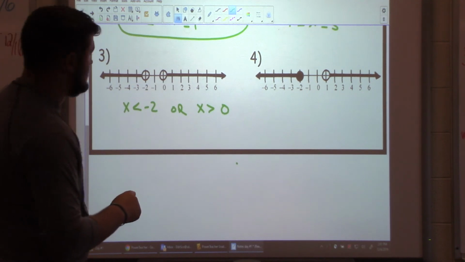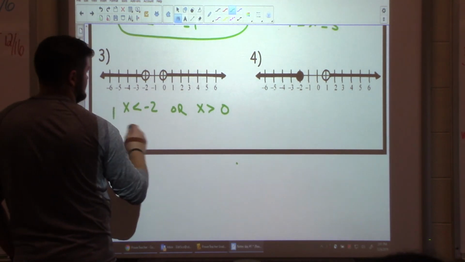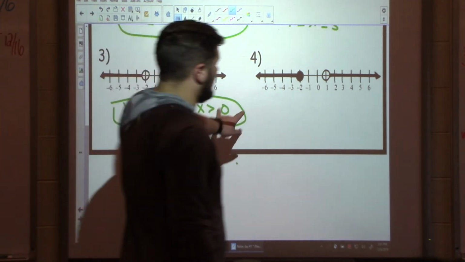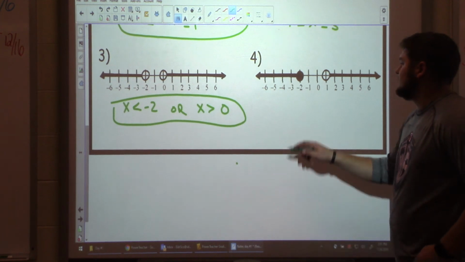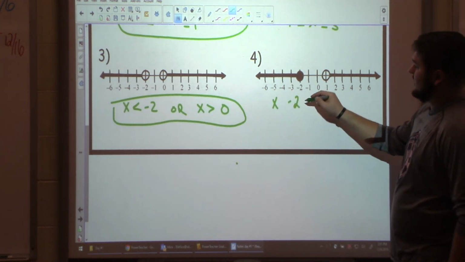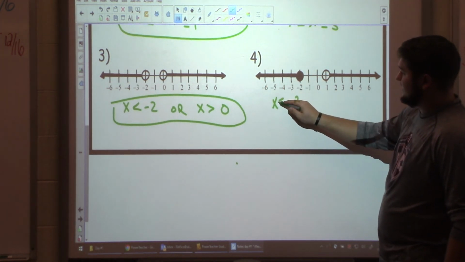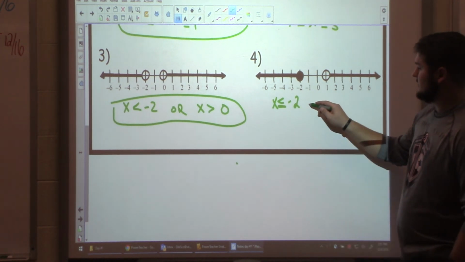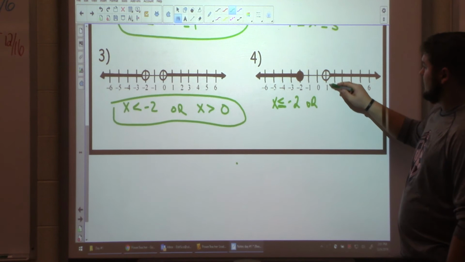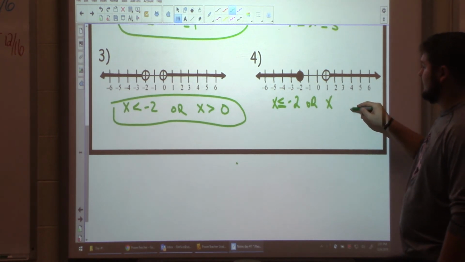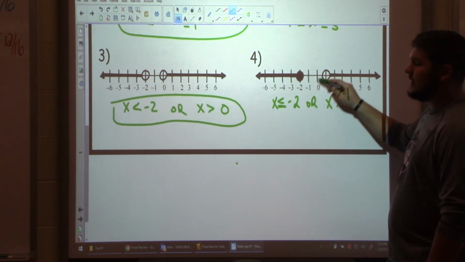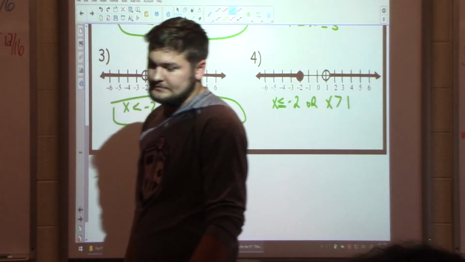Question? Do you circle both of them? Yeah. The whole thing is your statement. Okay? Number 4, first endpoint's at -2. So I'm going to the left. It's less than -2, and it's a filled in circle, so it's or equal to. Or, my second endpoint's at 1. I'm going to the right, so it's greater than 1. It is not or equal to because it's an open circle.